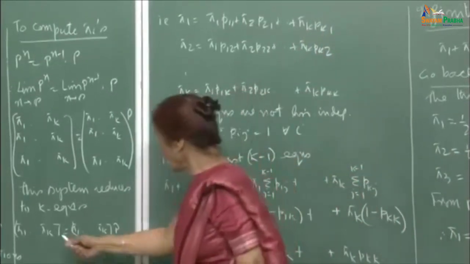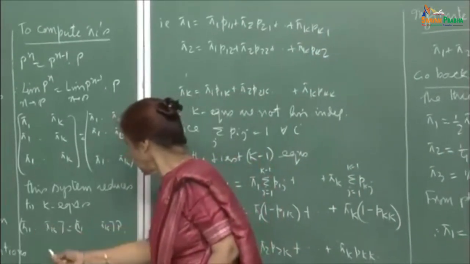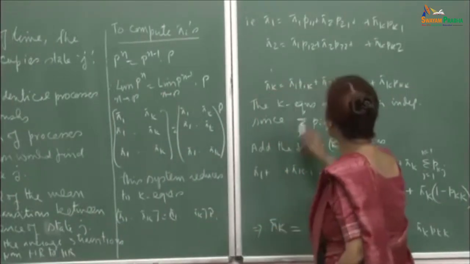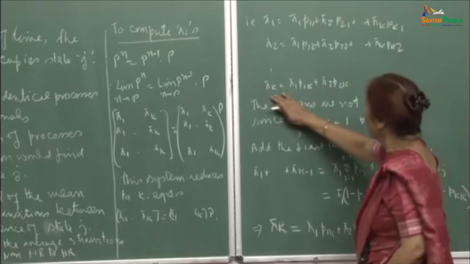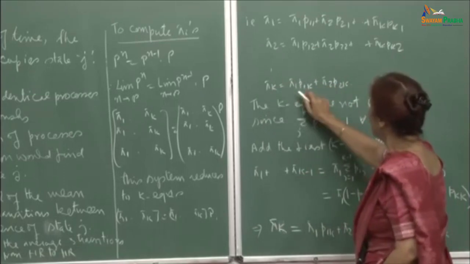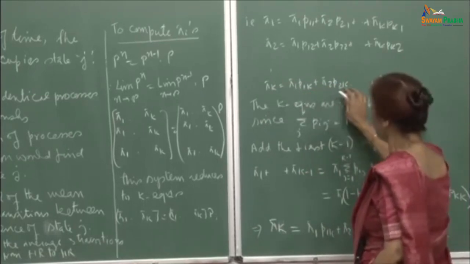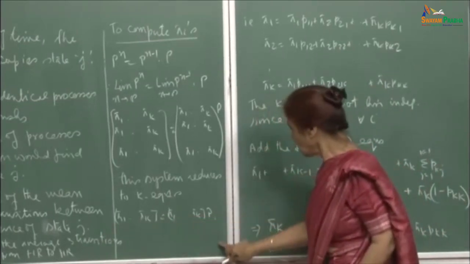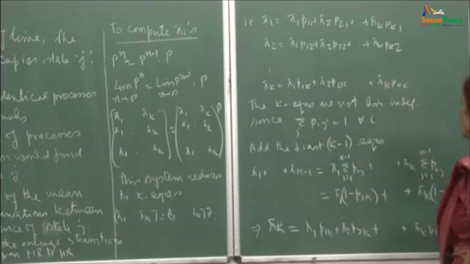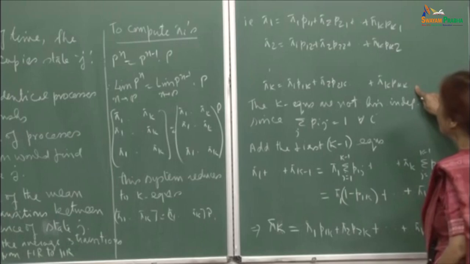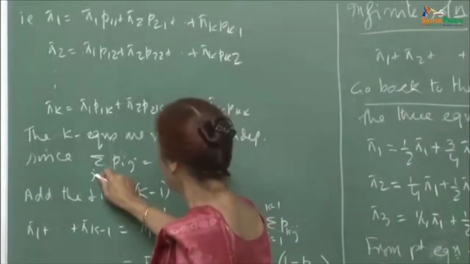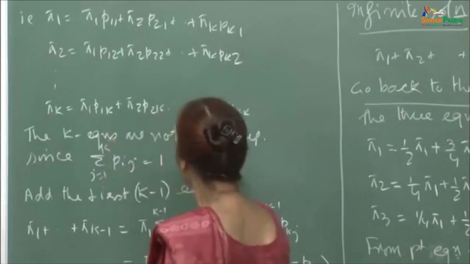Similarly, equate the second element to the second element, that means this multiplied by the second column of P. So, that gives us this, and finally, the kth equation is pi k equal to pi 1 p 1 k and so on. The kth column we take when we equate pi k with this multiplied by the kth column. So, I have these k equations, but you can immediately see that these k equations are not linearly independent, since sigma p i j, j varying from 1 to k, is equal to 1.